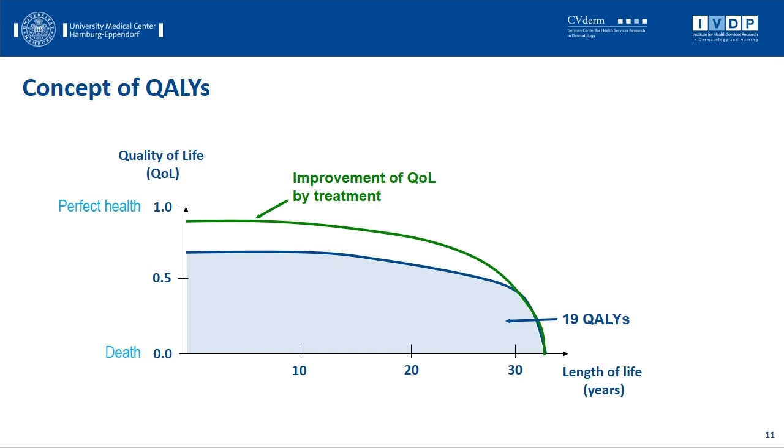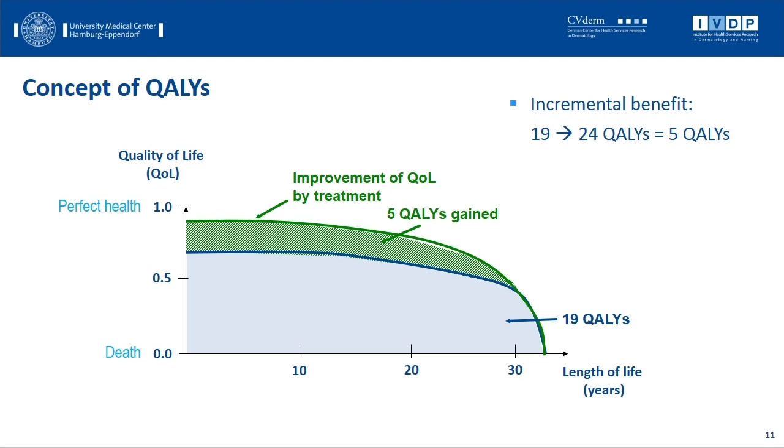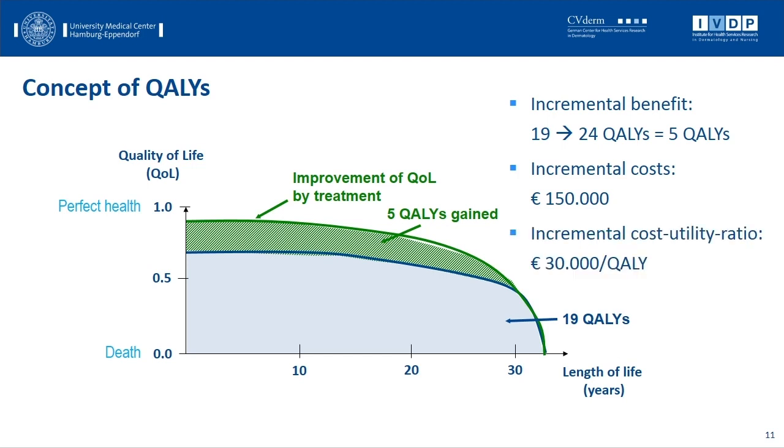So with the new treatment, there can be an improvement in quality of life like this. So we have a QALY gain by the new treatment of 5. So the incremental benefit for the new treatment is 5 QALYs, for example, and the cost for the new treatment, 150,000 euro. Then our incremental cost utility ratio or our cost-effectiveness ratio is 30,000 per 1 QALY.